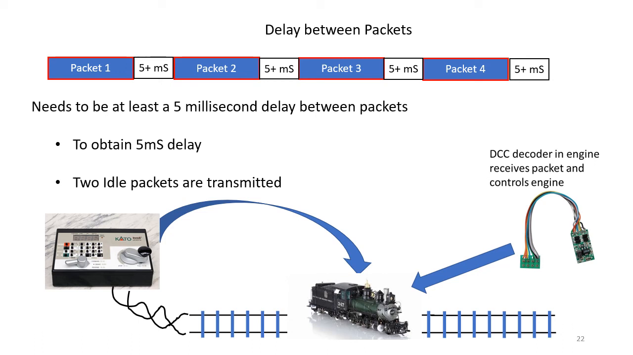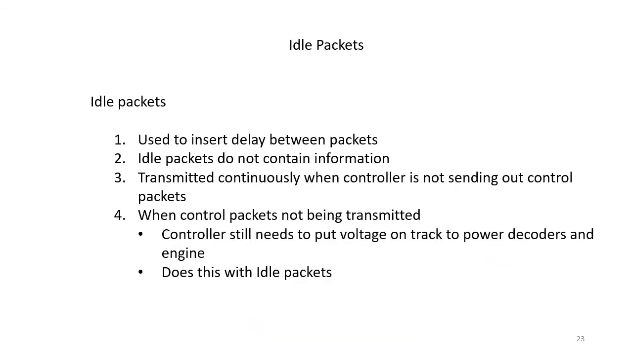So how are idle packets different to control packets? As I mentioned, idle packets are used to insert delay between command packets. They do not contain any information, but even if there's 2 packets to the same decoder transmitted immediately after each other, or if there's a long gap between packets sent to a decoder, the DCC controller will continuously send out idle packets. And it does that because the DCC decoder always needs to put packets, whether they control or idle, onto the track to power the engine and to power the DCC decoder.